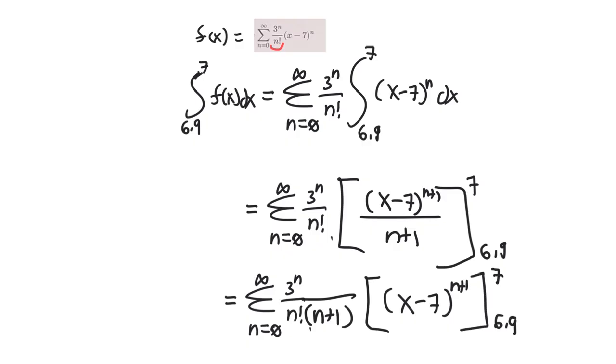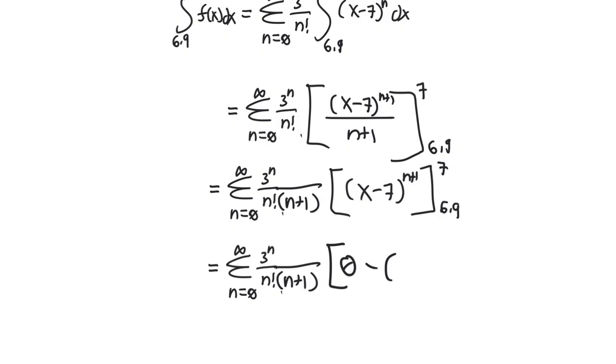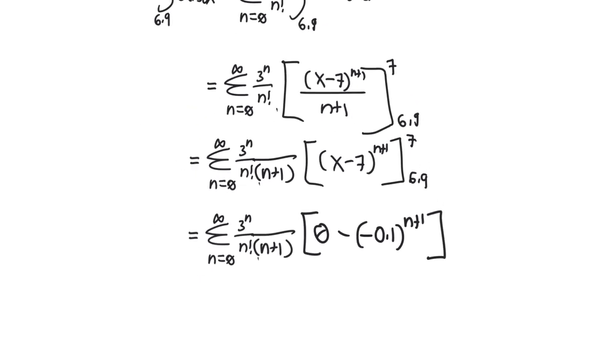6.9 to 7. Okay, I think we can see that if you were to plug 7 in for x, that would become a 0. So that's kind of nice. So that's a 0 minus whatever you get when you plug 6.9 in. So if you were to plug 6.9 in, you would end up with negative 0.1 to the n plus 1 still, right? Okay. Let me kind of rewrite that as follows for now.